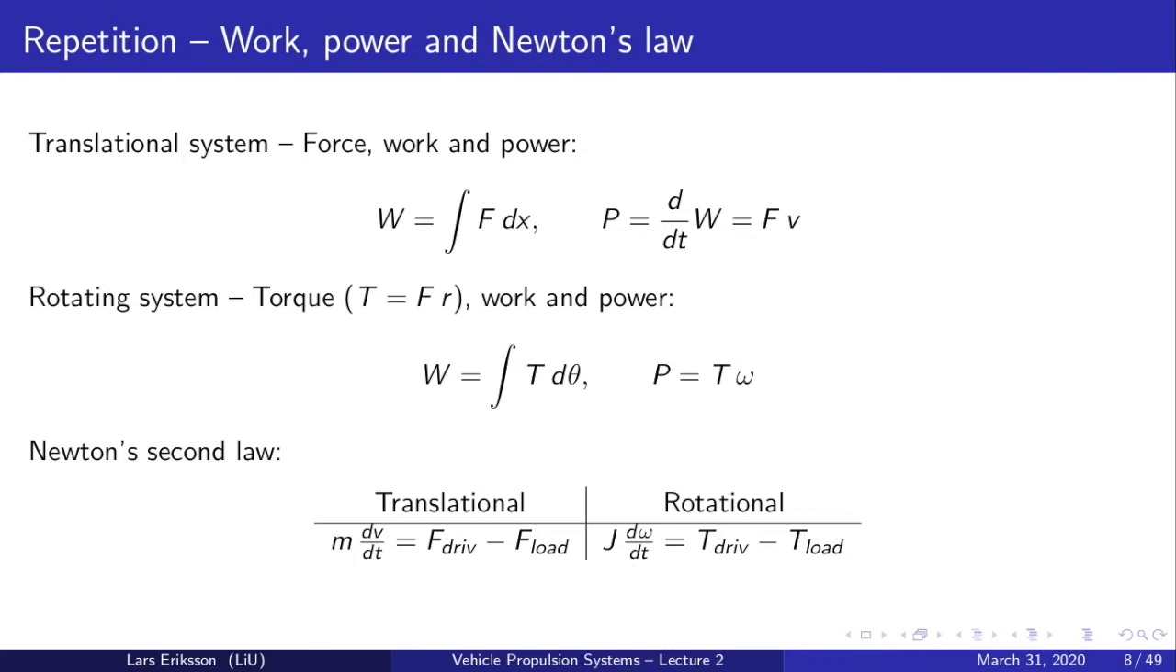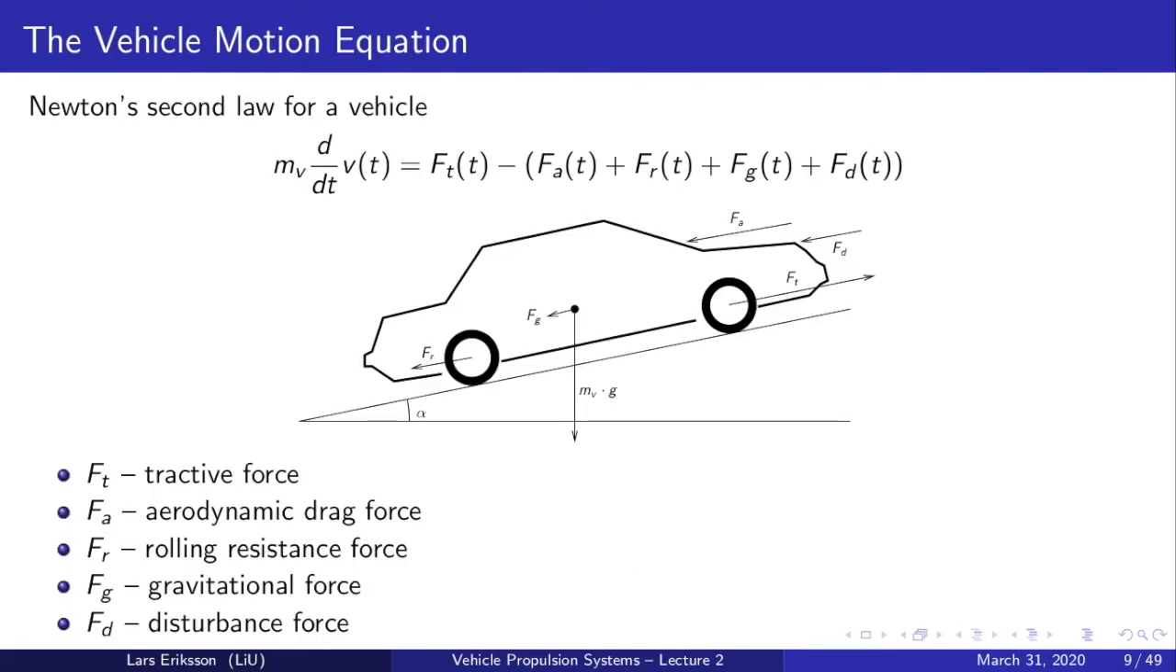Putting this into a vehicle perspective, we can look at the vehicle, where we have different forces acting on it, and depending on how these forces balance each other, we will get an acceleration or a deceleration, and it's the vehicle mass that tells how much this acceleration will be depending on the force imbalance.